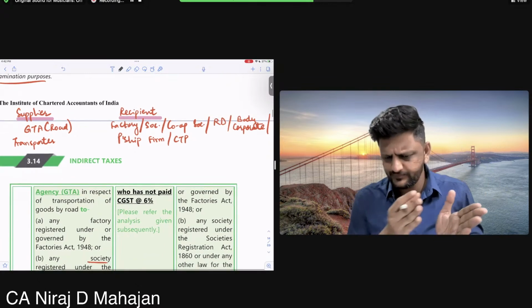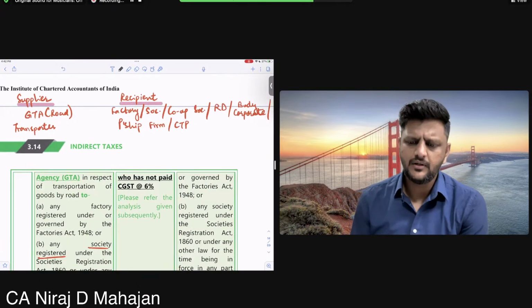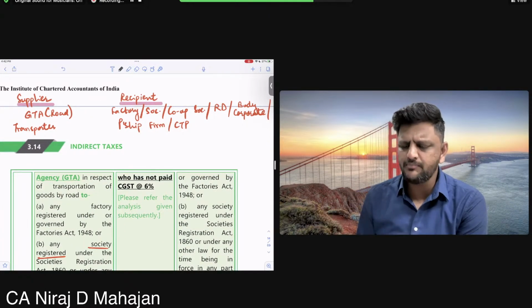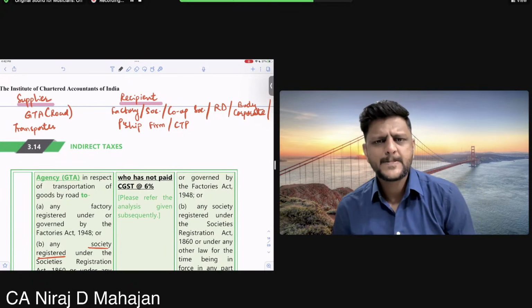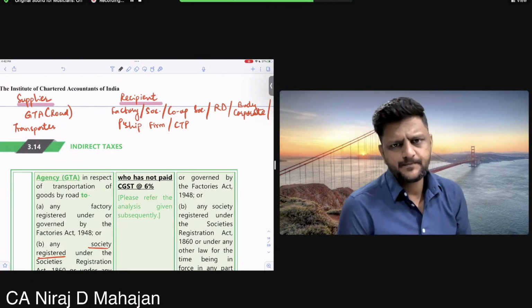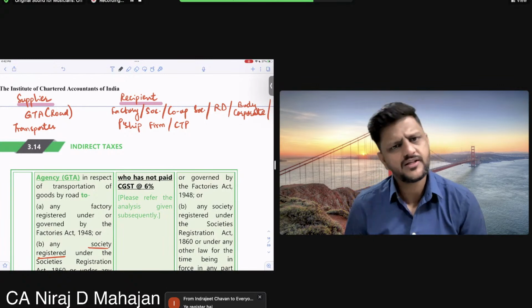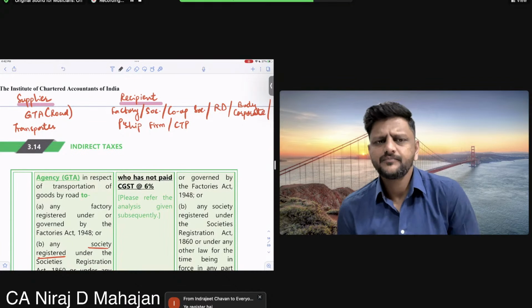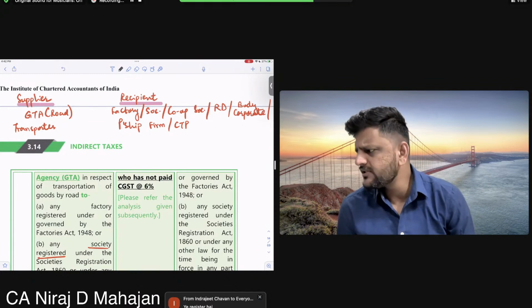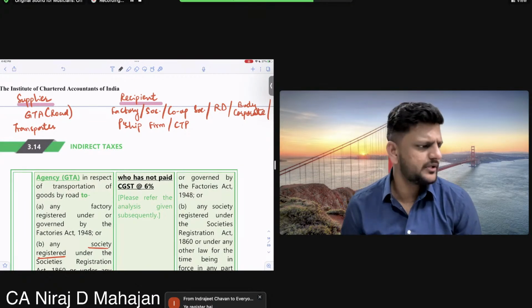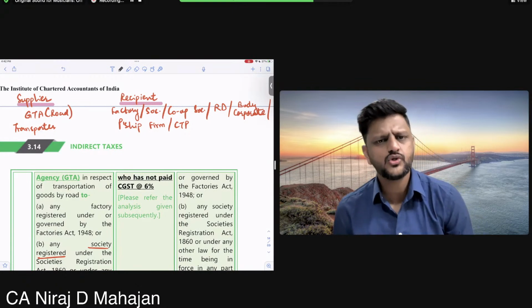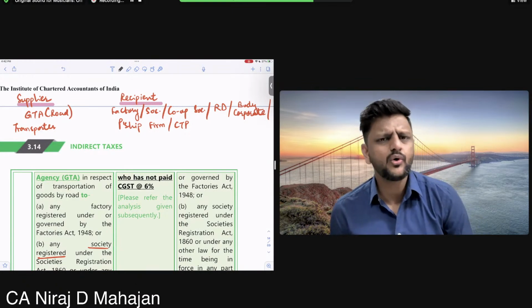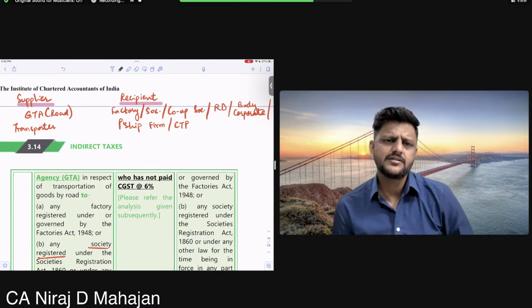Now why? Look at the examples. I've been telling you this many times. All these examples right now, are they business entities or not, doing some business activities? They are, but they are registered. Not just registered. That is by default. Obviously, GST law is applicable only on the registered person. So they are by default normally registered. But they are business entities.